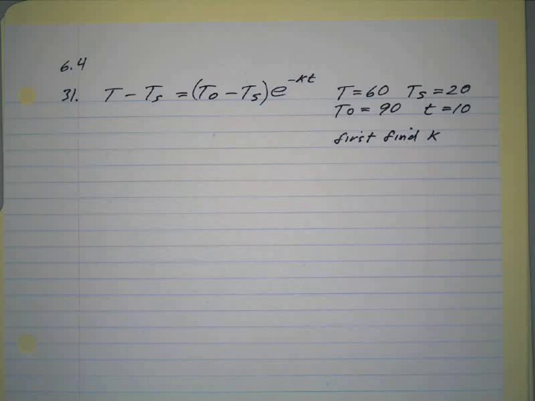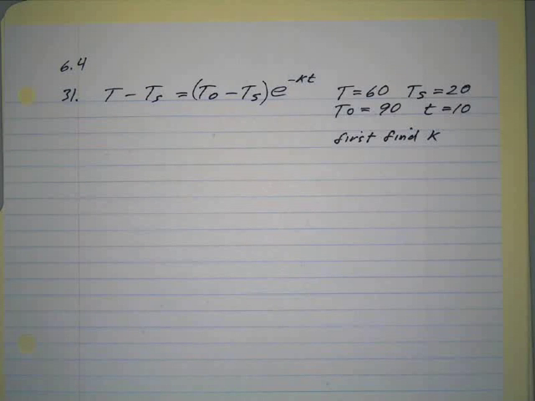Okay, here we go. This is the Newton's problem. Suppose that a cup of soup cooled from 90 degrees to 60 degrees centigrade in 10 minutes in a room whose temperature was 20 degrees Celsius. Use Newton's law of cooling to answer the following questions. How much longer would it take the soup to cool to 35 degrees? How much longer? Okay, so this is our basic setup.